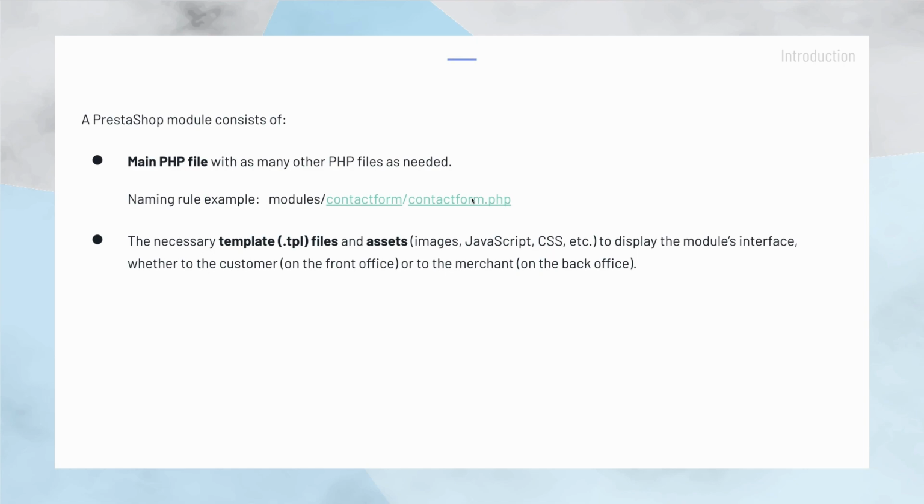So our module will be composed of this class file, this PHP file, and as many other PHP files as we need to achieve our functionalities, right? In addition to this PHP file, a module could contain other files like the .tpl files called templates, and also assets like images, JavaScript, CSS, fonts, etc., to display the module interface, whether to the customer on the front office, through what we call front-end controllers or hooks, and we'll be talking about this later, or to the merchant, the person responsible for our shop, who will be configuring things in the back office.